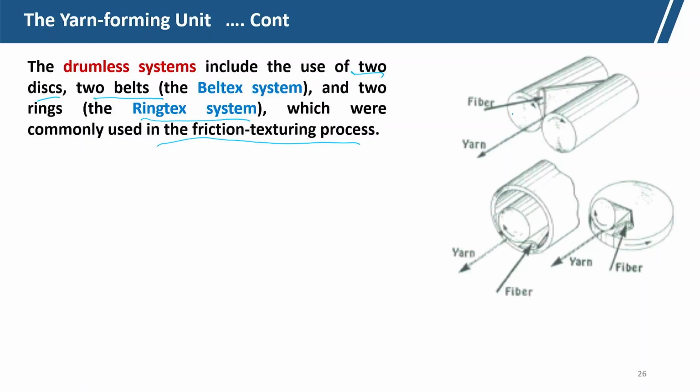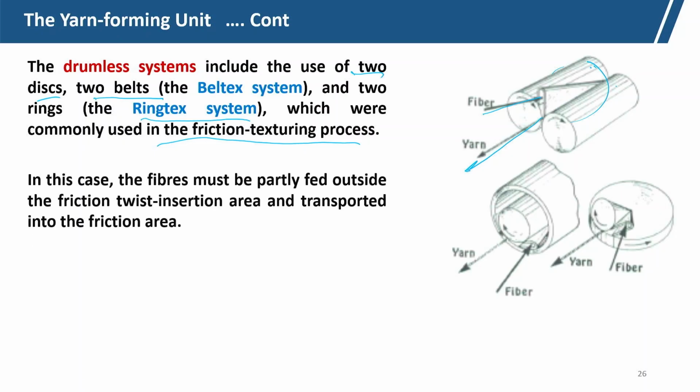We can see here fibers are entering, and due to friction between this system, the yarn is being withdrawn. You can see here two rings. Fibers are being fed here, rolled against the two rings, and then the yarn is being withdrawn. Here you have a belt system. There, fibers are fed against two surfaces, and then the yarn is coming. In this case, the fibers must be partly fed outside the friction twisting system.